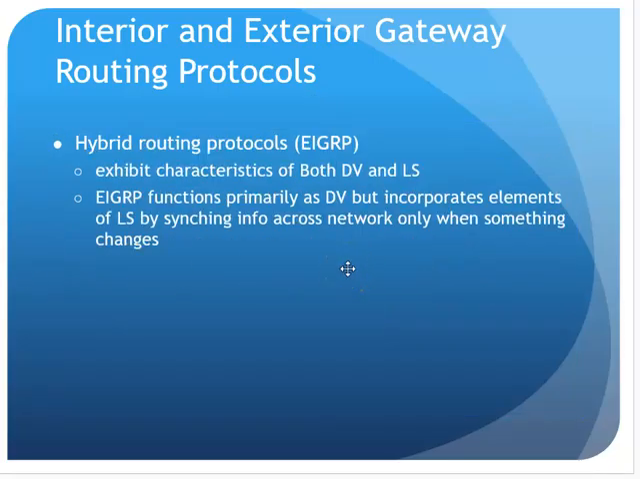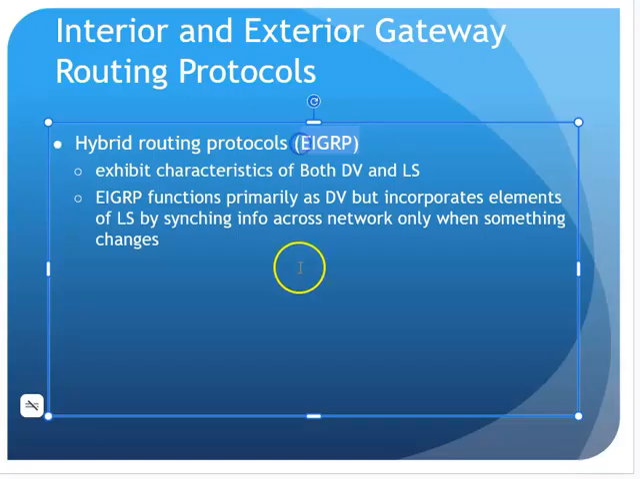And last but not least, we have a hybrid category. Hybrid tries to take the best of both worlds. The example we have is EIGRP. That is going to be one of the last routing protocols we configure in the lab, because we're going to look at distance vector, then we'll look at link state, and then we'll look at hybrid. This here is trying to capture some of the best characteristics of both.